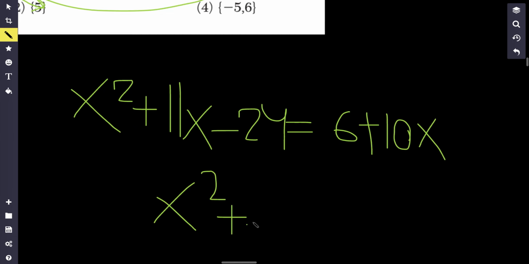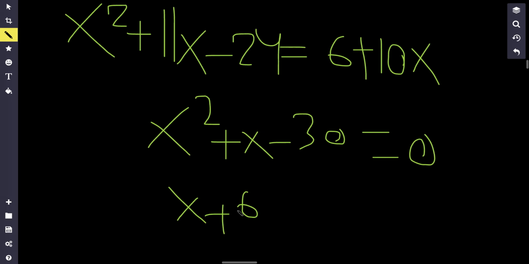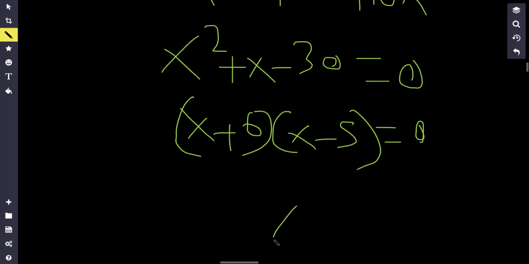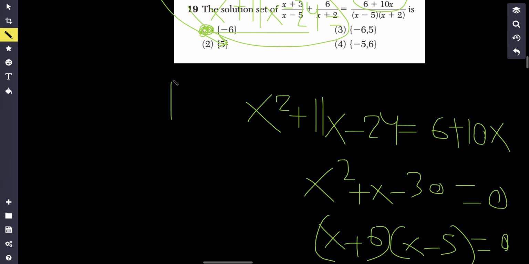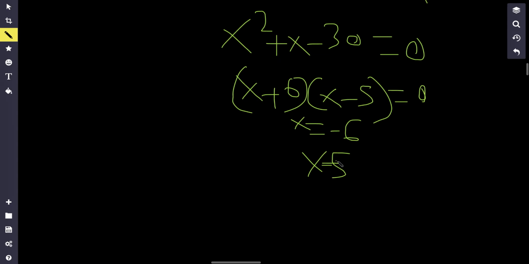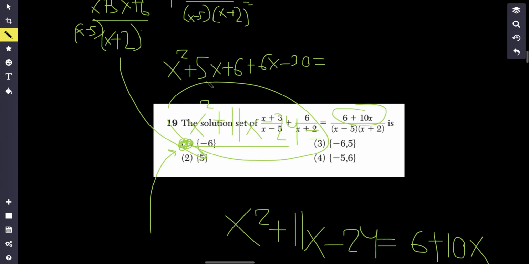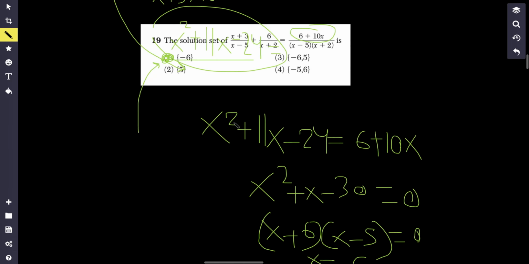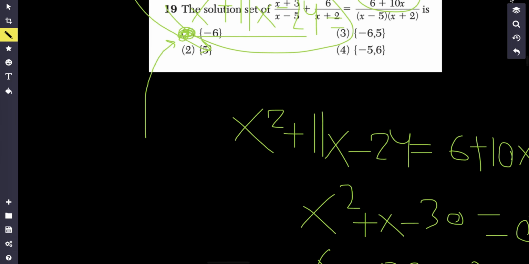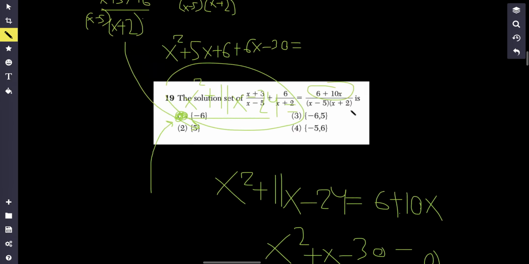So x squared plus x minus 30 is equal to 0. So we have x plus 6 times x minus 5. So either x is equal to 5 or x is equal to negative 6, right? So that means that number 1 has to be our answer because x can't be equal to 5. We said that was an extraneous solution, right? X can't be equal to 5 and it can't be equal to negative 2. So the only solution that works is x is equal to negative 6, and you can graph this out.